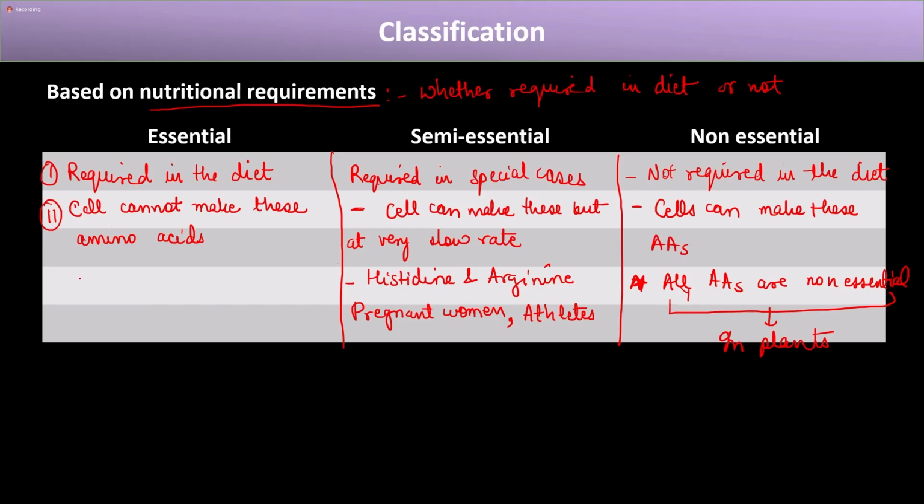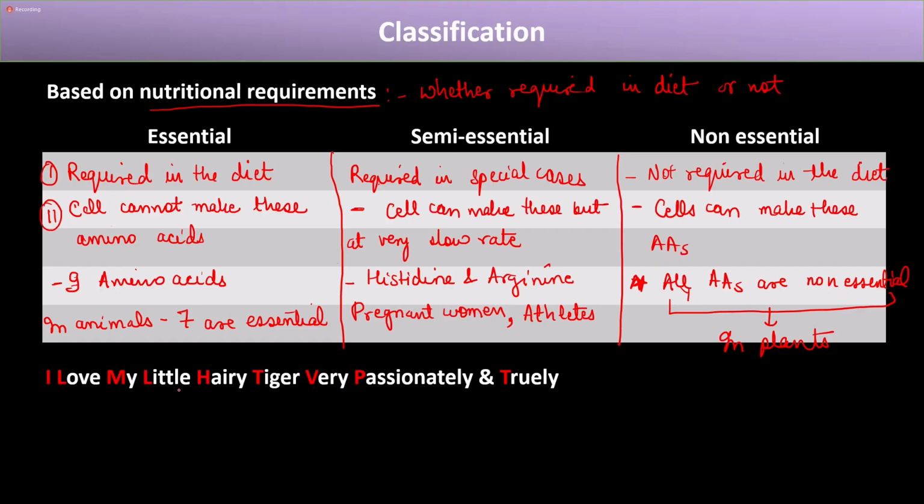If we talk about the essential amino acids, there are a total of 9 amino acids that are essential, out of which in animals only 7 are essential. We can remember them by this: I love my little hairy tiger very passionately and truly. Now let's write what it means. I stands for isoleucine.